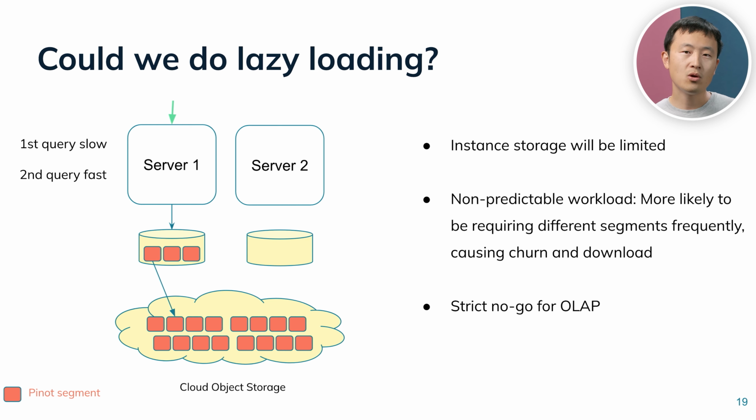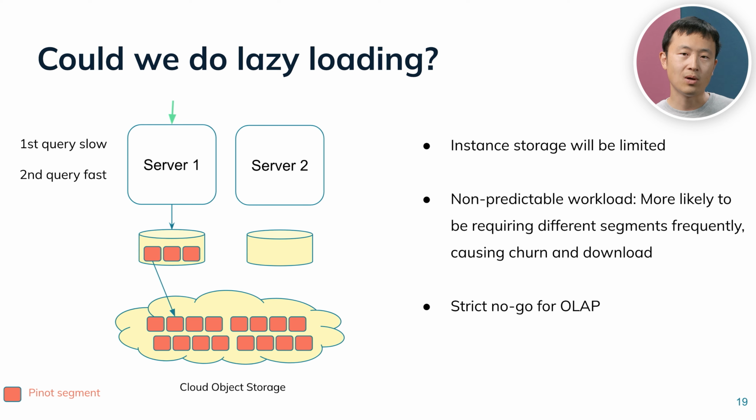With lazy loading, we can only keep a small set of segments on the local disk. And if those segments are not really used by the following queries, guess what? We have to remove those and leave the disk space for the segments downloaded by the new query. This would result in a lot of churn and unnecessary downloads. Also, with lazy loading, the P99 or P99.9 query latency could be very bad because there would always be some queries that need to download the segments. Because of this, this method is a strict no-go for an OLAP system because the users of those systems require consistent low latency.